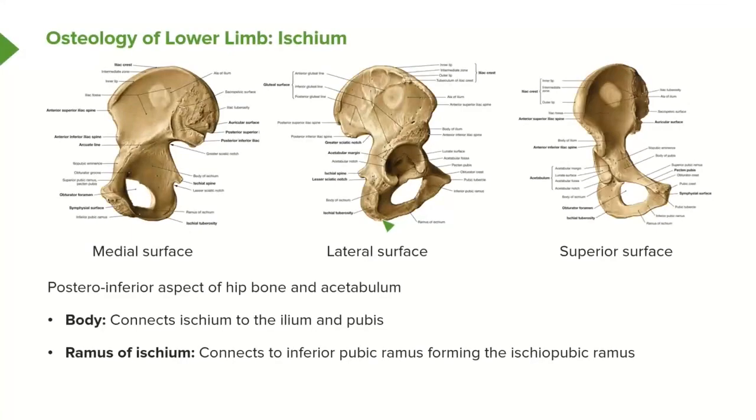If we look at this lateral view, we can see running down here from the body of the ischium, we have the ramus of the ischium, and that runs towards the inferior pubic ramus. And collectively, that forms the ischiopubic ramus here. We can see that on this lateral surface. We can also see it coming down here on this medial surface, and we can see it running down here on this superior surface. It's also going to form the obturator foramen, which we can see this large space here.